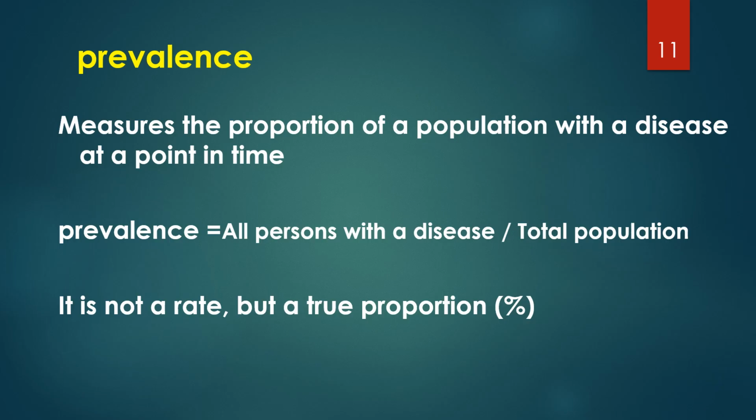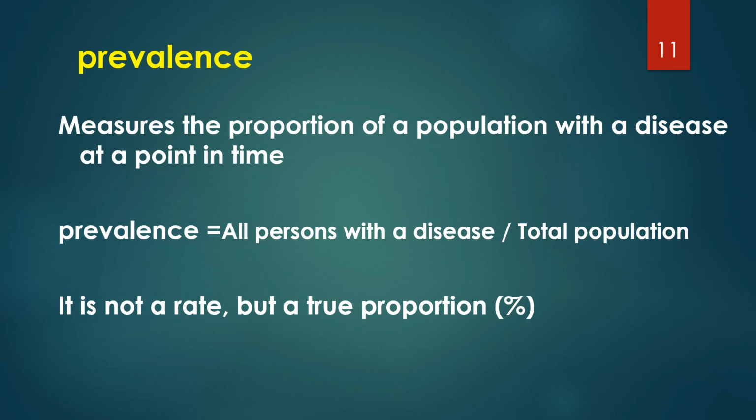Prevalence measures the proportion of a population with a disease at a point in time. This is point prevalence that we are going to see here. How to calculate prevalence? Very simple. It's the number of all persons with a disease in a population at a certain point of time divided by the total population, regardless of being at risk or not.